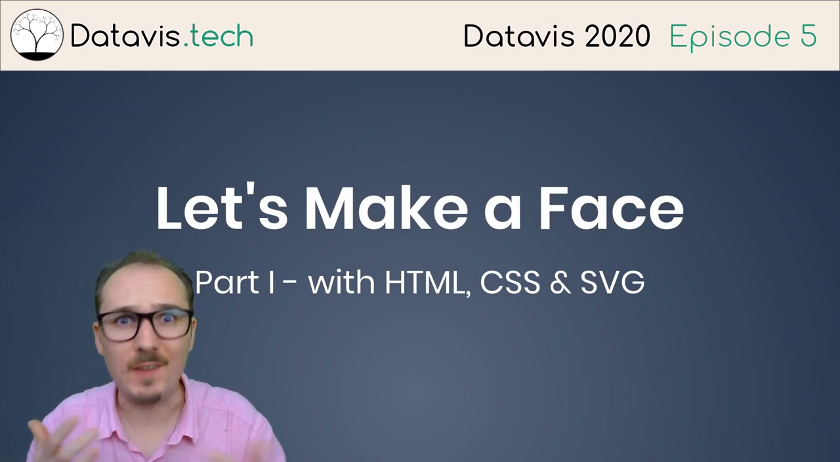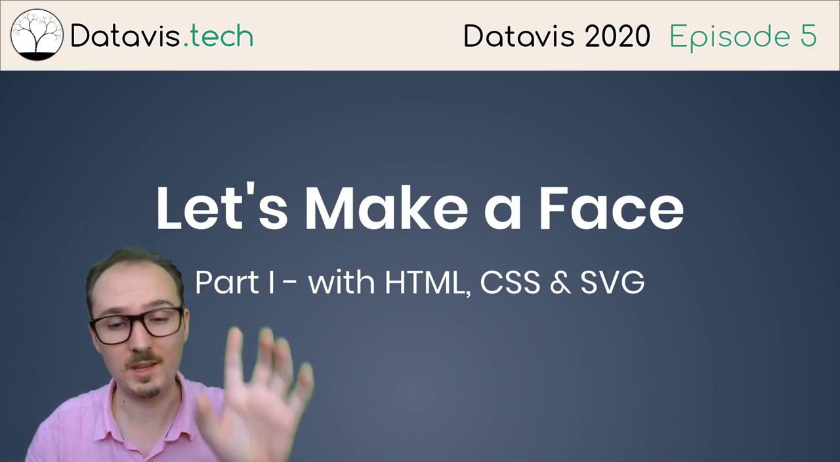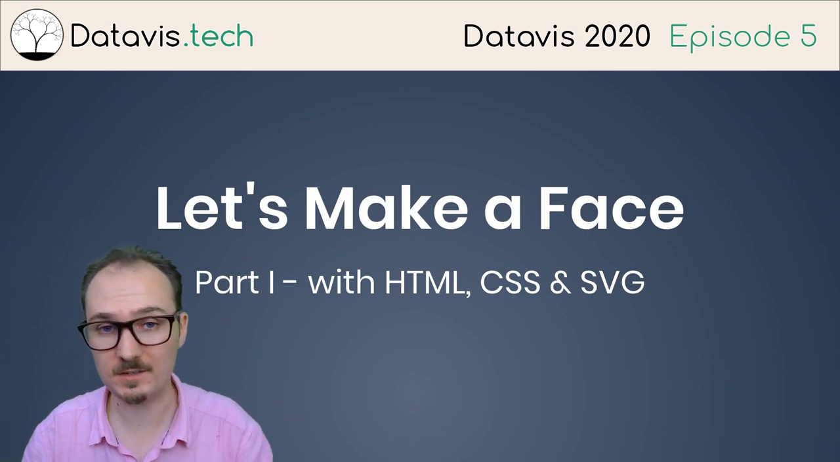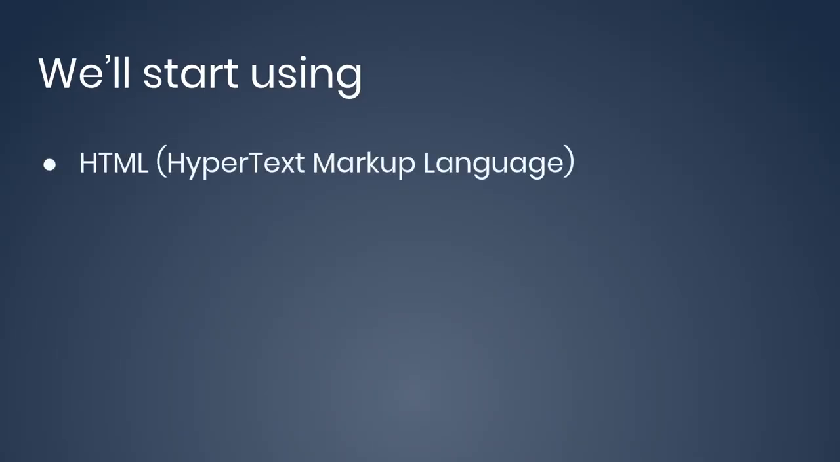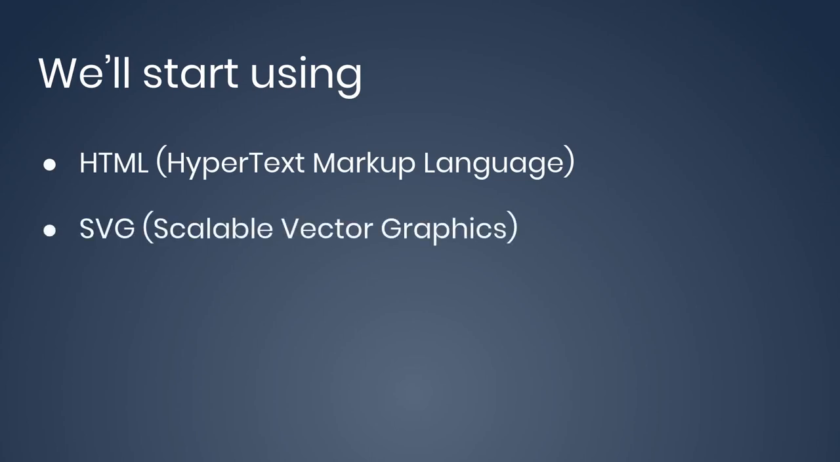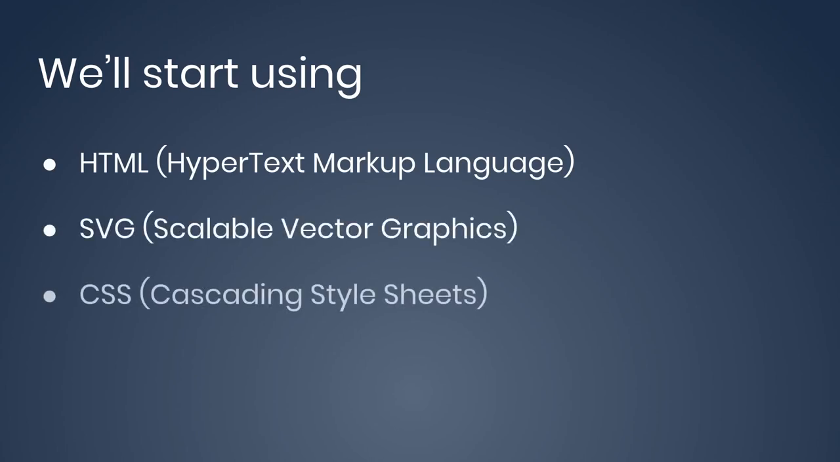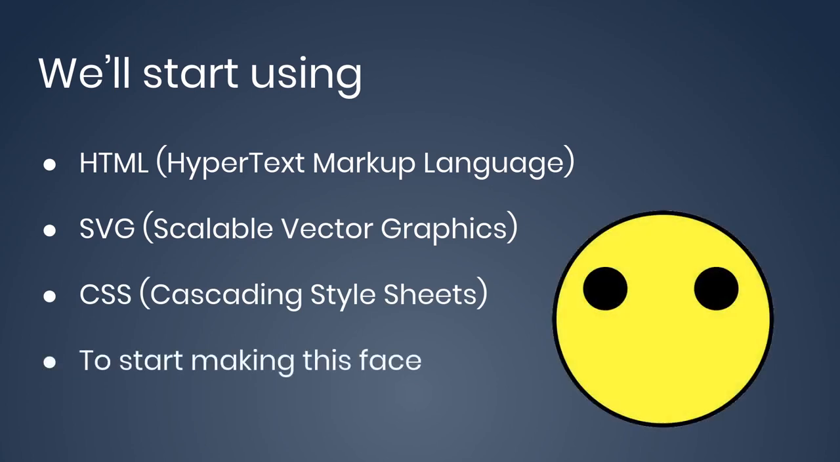Let's make a face, part one, with HTML, CSS, and SVG. We'll start using HTML, hypertext markup language, SVG, scalable vector graphics, and CSS, cascading style sheets, to start making this face right here.